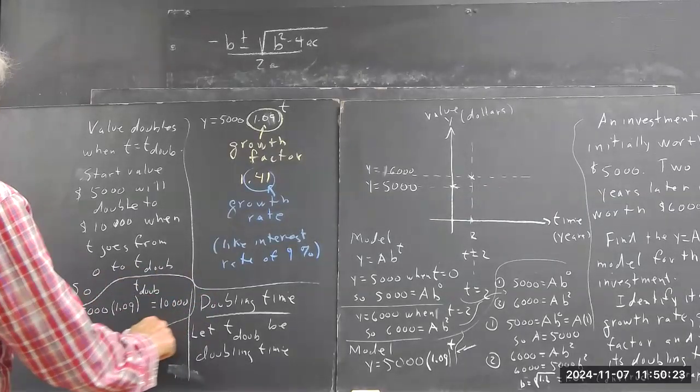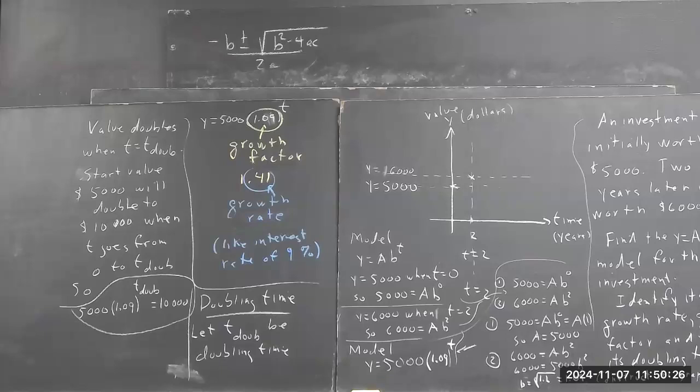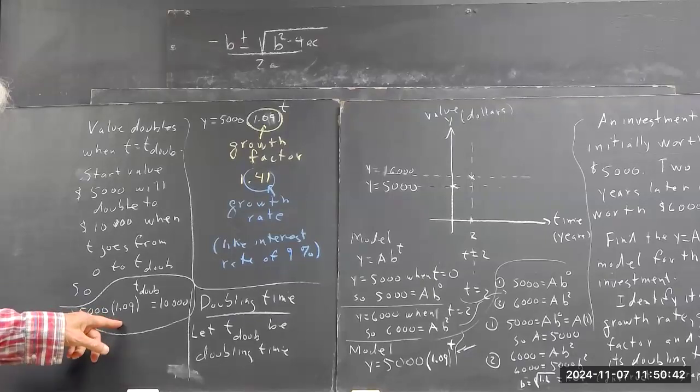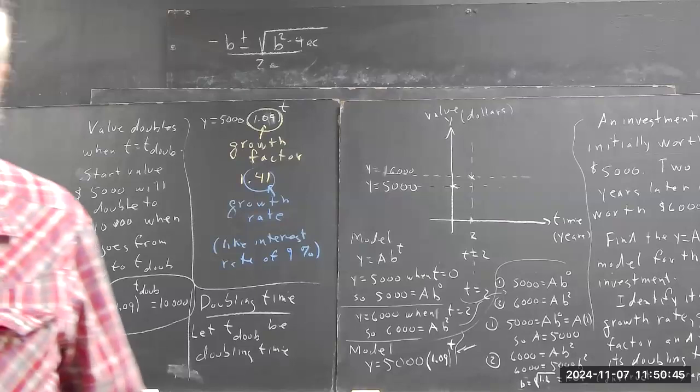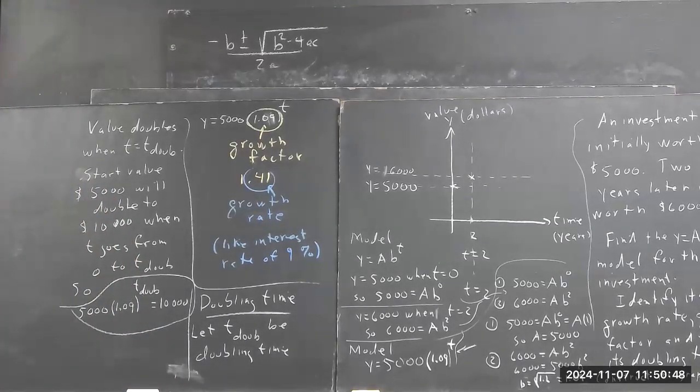Here's the equation you would solve to find the doubling time. Solve this equation, I recommend that you express it in logarithmic form. So change this equation to logarithmic form and find your solution. And the solution is going to be around 8 years, but you'll find it using the equation.